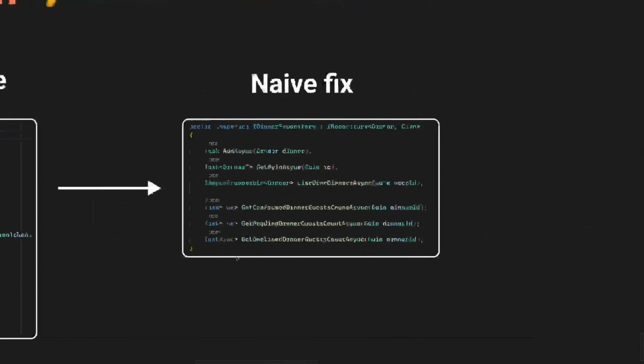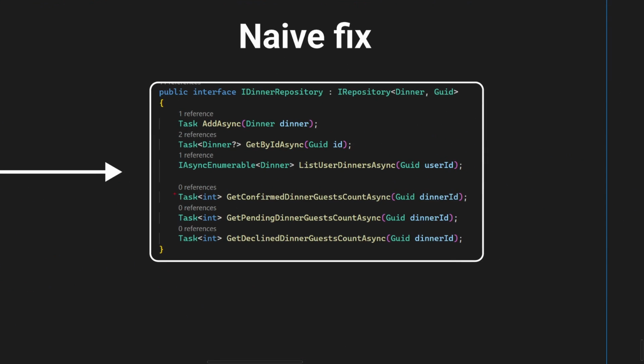Now you might say, okay, I can fix this pretty easily. Here's the naive fix for it. I'll just create in my repository a method: let's get the count of the confirmed dinner guests. I'll have this logic encapsulated behind my interface. So over there, I'll have it in a single SQL query, for example. Well, here's a little spoiler.